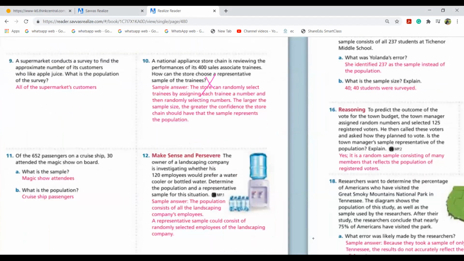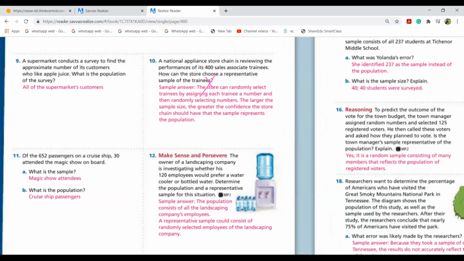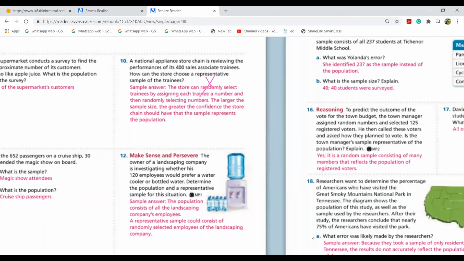And then the owner of a landscaping company is investigating whether his 120 employees would prefer a water cooler or bottles. 120 employees is the population. The population consists of all the landscaping company's employees. A representative sample should consist of randomly selected employees. Again, it's not needed to write, girls. Leave it. Come to the next question.